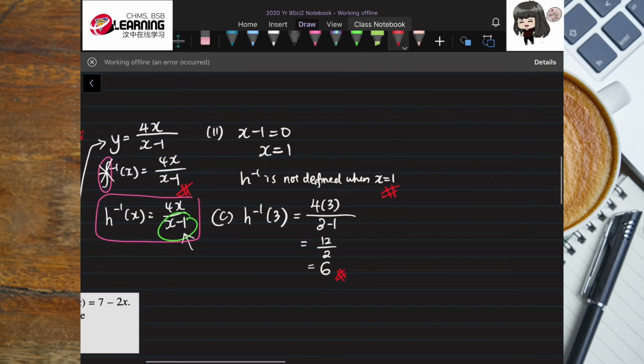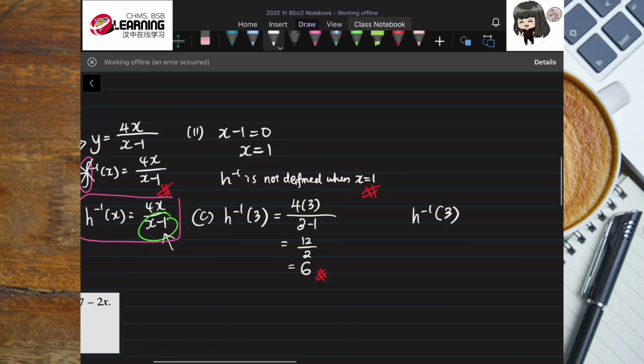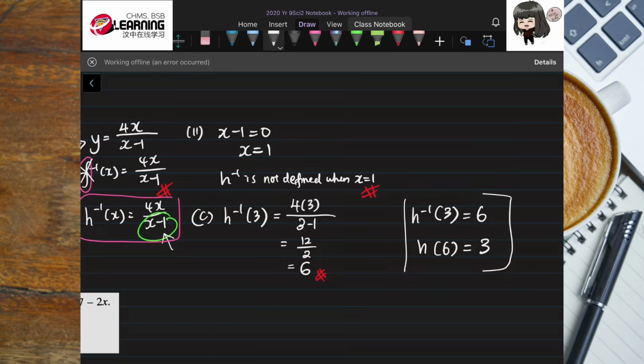Okay, extra information here. If you have an inverse of h, h inverse of 3 gives you a 6 from part C, right? So it means that if your h function input is 6, your output will be 3. This is extra information here.